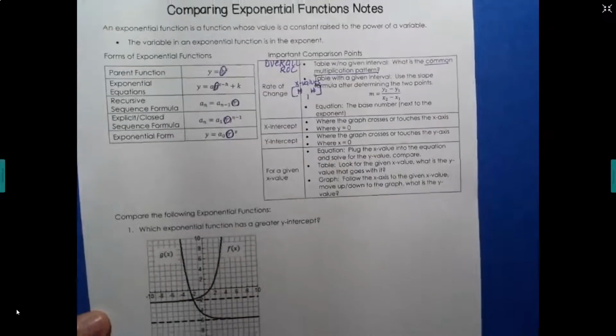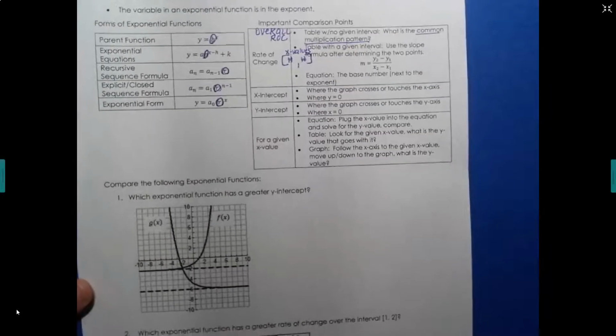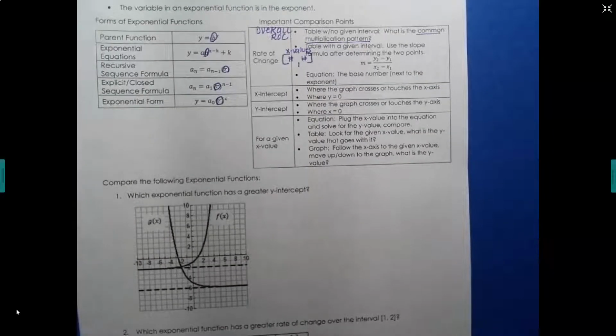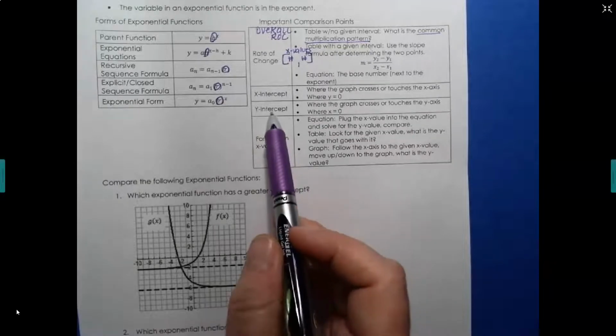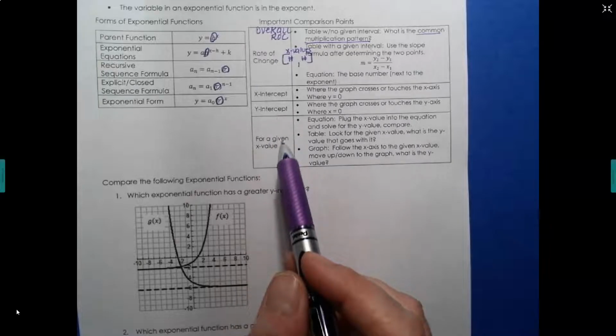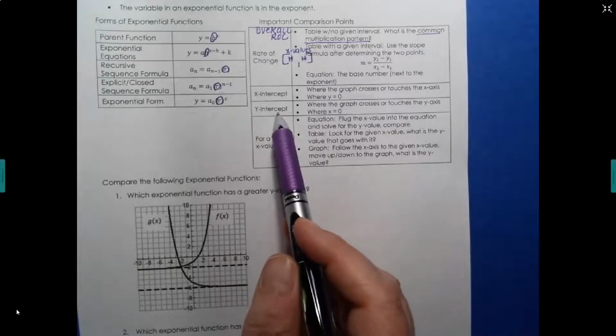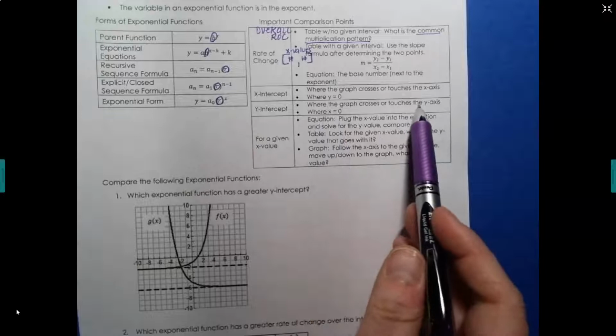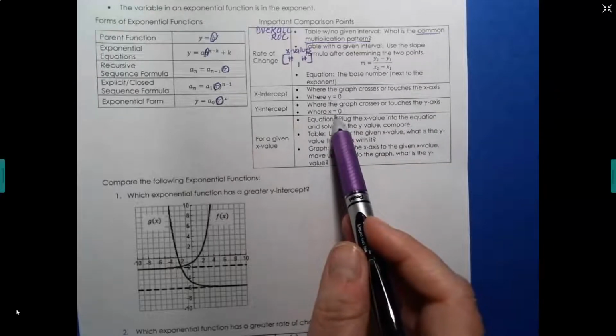Okay, x-intercept, remember that's where the graph crosses or touches the x-axis. That's where your y value is 0. We're not going to use that as much. Really, we're going to focus more on the y-intercept, the rate of change, and the y-intercept for a given x value. So your y-intercept is where the graph crosses or touches the y-axis. It's where your x value is 0.